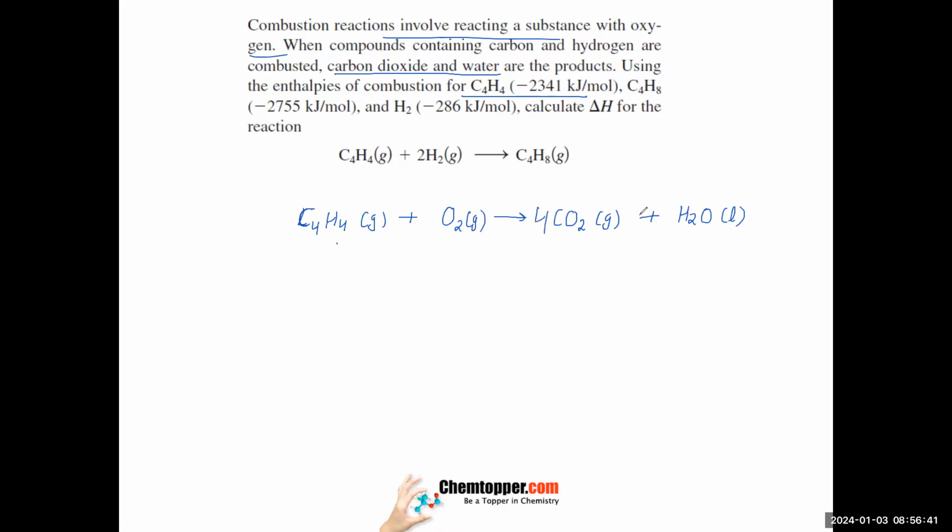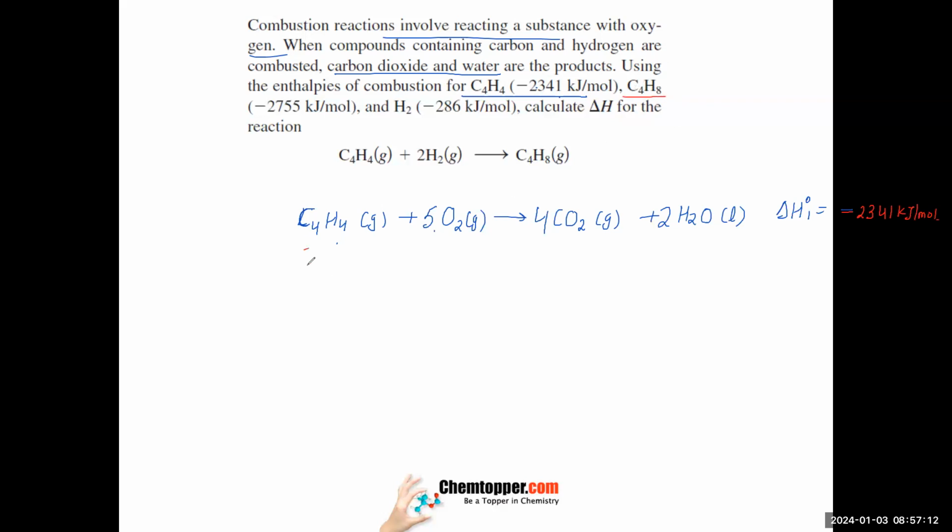4CO2, 2H2O. Balance your oxygen: 5O2. Balancing the equation is very important. But take this as 1 mole only because this value is for 1 mole. So what is delta H naught 1 here? This value. Minus, you can see all of them are exothermic reactions. Minus 2341 kilojoules per mole.